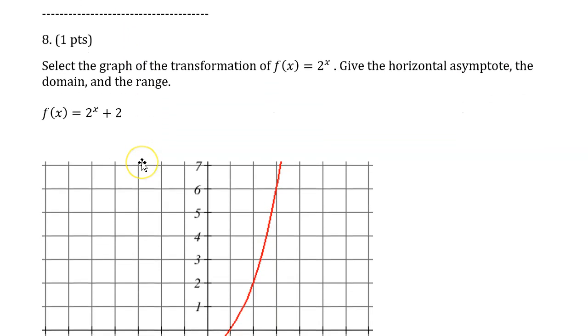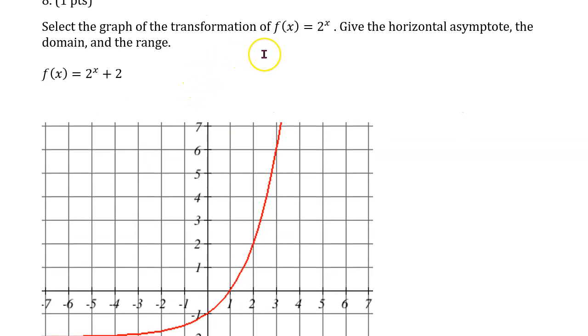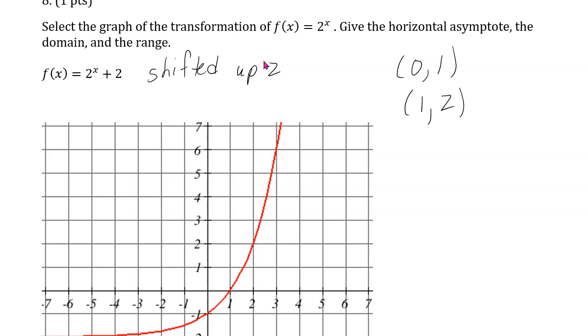Moving on to the next problem, it says select the graph of the transformation of 2 to the x. Give the horizontal asymptote, the domain, and the range. This is a graph that has been shifted up 2. That's all that's happened to this graph, is it was shifted up 2. That means that it should go through the points 0, 1, because when x is 0, 2 to the 0 is the number 1, and it should also go through the point 1, 2. When x is 1, it should go through 2.